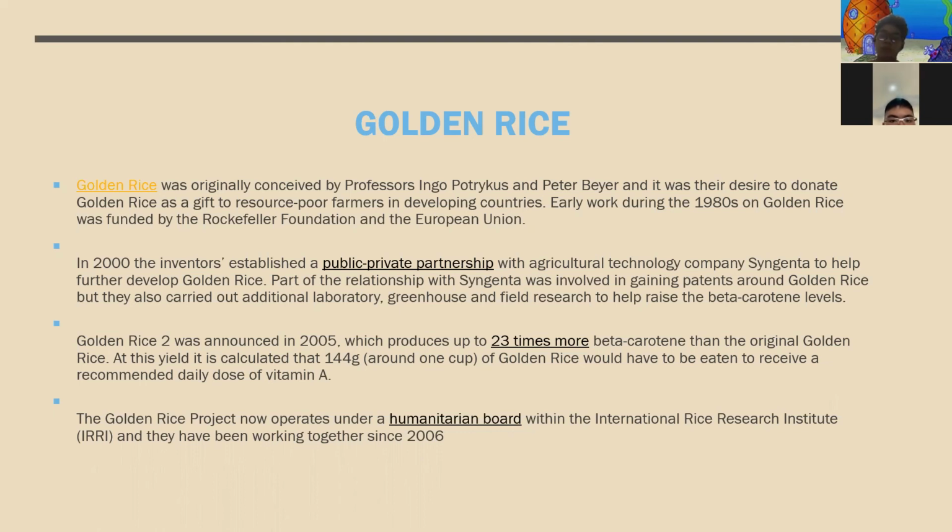Golden Rice 2 was announced in 2005, which produces up to 23 times more beta-carotene than the original golden rice. At this yield, it is calculated that 144 grams, or roughly 1 cup of golden rice, would have to be eaten to receive a recommended daily dose of vitamin A.